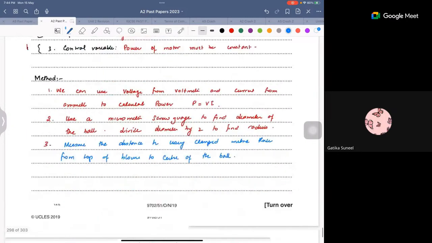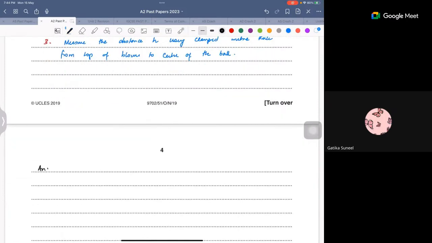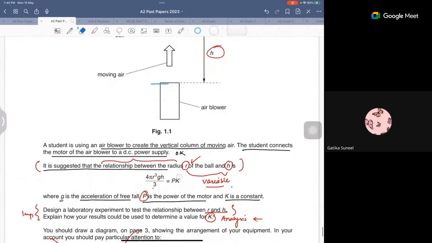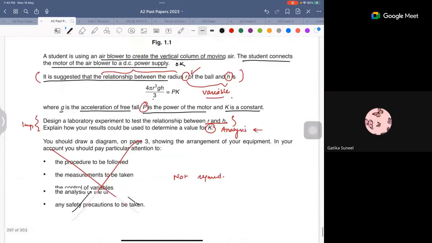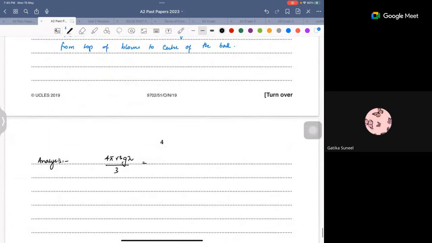Once you've done that, then you're going to put the heading of analysis. Now, analysis is super simple. So already they know from the equation, you're going to pick this equation. You're going to write it there: 4 pi r cube g h over 3 equals p k. Okay. 4 pi r cube g h over 3 equals p k.